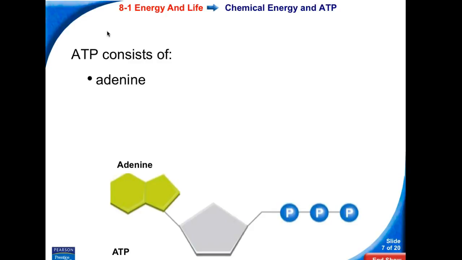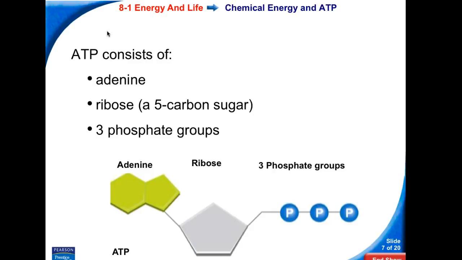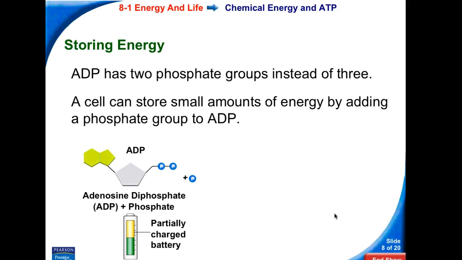ATP consists of adenine, which is a nitrogenous base. It consists of ribose, which is a 5-carbon sugar, a pentose sugar. And it consists of 3 phosphate groups, hence adenosine triphosphate. It is in these 3 phosphate groups where you have stored energy, right here in this bond, that terminal bond. So it's storing energy.